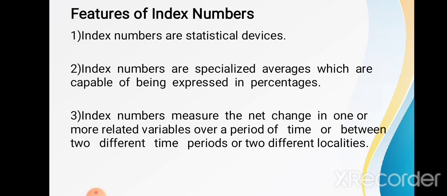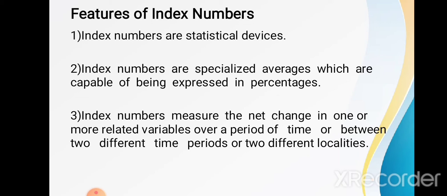The first feature is that index numbers are a statistical device. Index number is also a very important tool of statistics. It is a statistical tool which is used to measure the changes in the price level. The first feature is that index numbers are a statistical device. I hope it is clear.